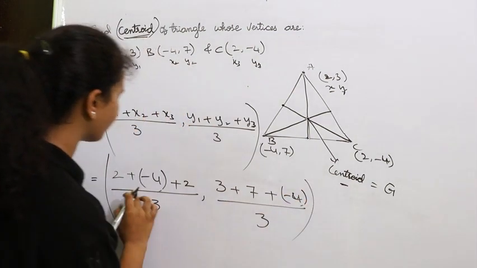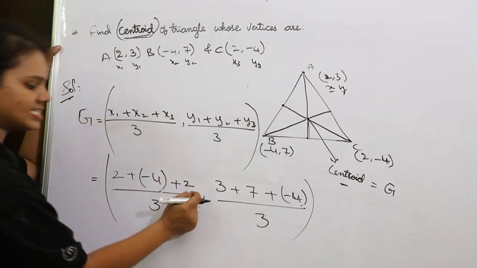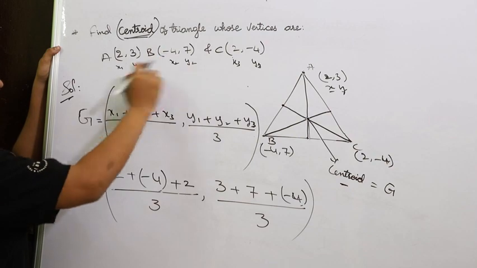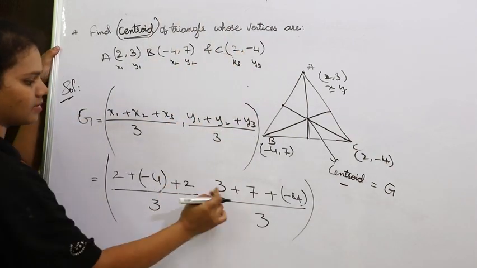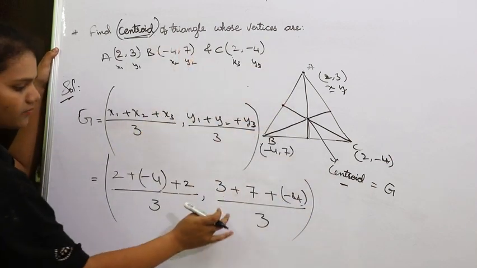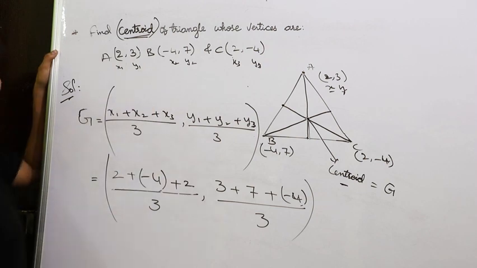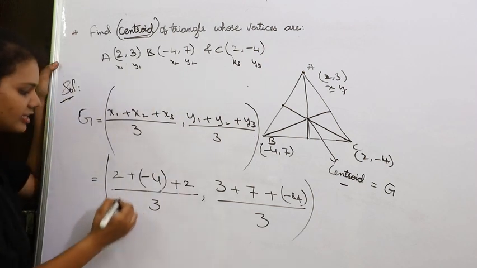This is the x1 value, this is the x2 value, this is the x3 value, from the given points of vertices. And the y3 value, y2 value, y1 value. So that's what I have written. Clear? Okay. Now let's go for the next one here.